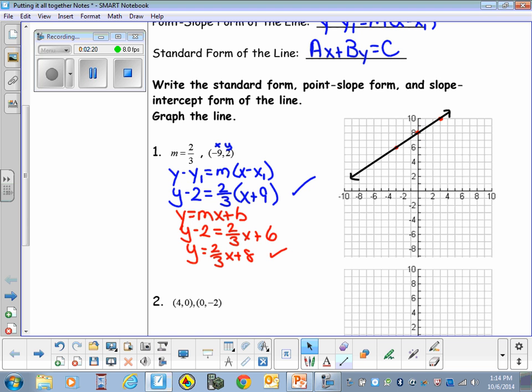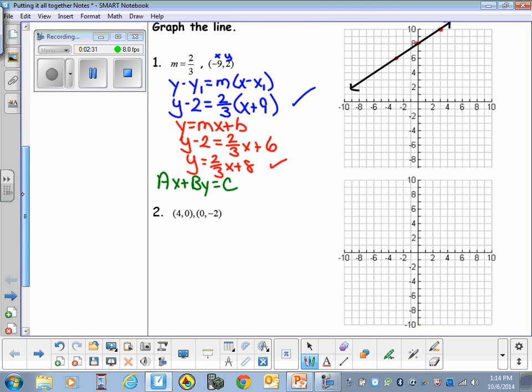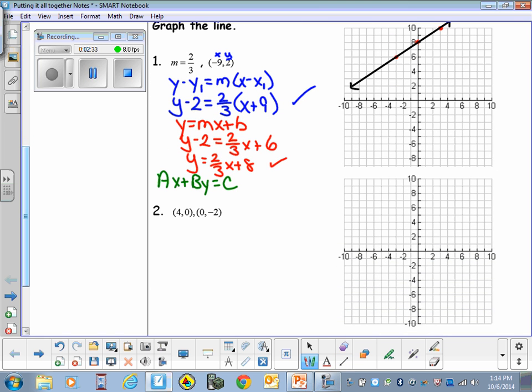All right, finally I want standard form. And remember, for standard form, it's ax plus by equals c. And I can't have any fractions or any decimals. So I'm going to multiply everything in my slope-intercept form by 3. 3y equals 2x plus 24. And then I'm going to move the 2x. So, goodness, I'm out of space. Negative 2x plus 3y equals 24. All three equations and a graph.